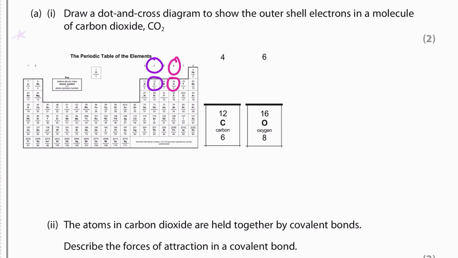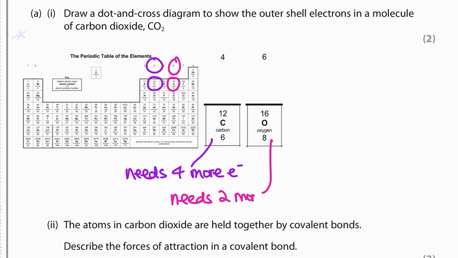Now, how do you draw a dot and cross diagram? You have to do it step by step. You first of all think what group they're in. So look at carbon, group 4. If it's in group 4, what does that mean? It means how many more electrons does it need in order to be stable? It needs 4 more electrons, right? And what about the oxygen? It's in group 6, so how many more electrons does it need to make 8? 6 plus 2 is 8, so it needs 2 more electrons.